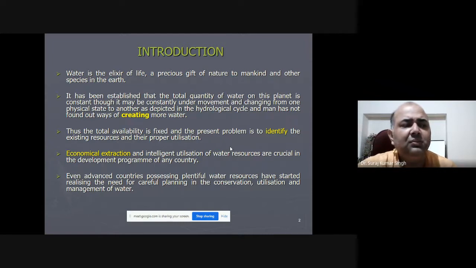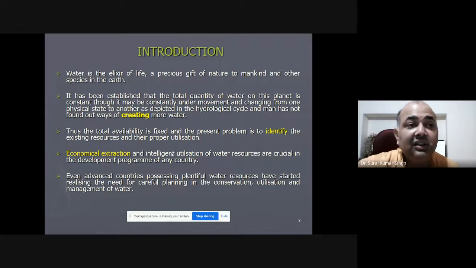So nowadays you will be hearing the term sustainable development goals. That is the meaning of sustainability we are talking about for various resources. Not only that, we are also looking for the economical extraction and intelligent utilization of water resources, which are crucial for the development program of any country.